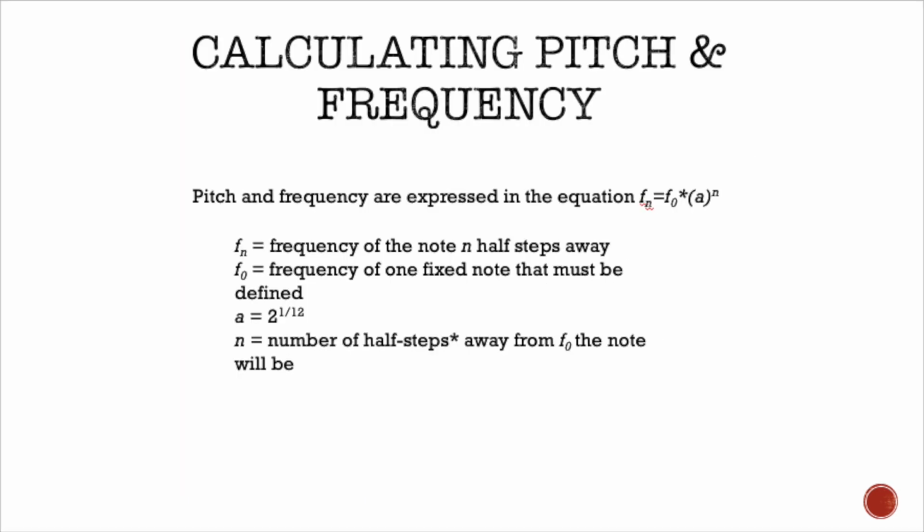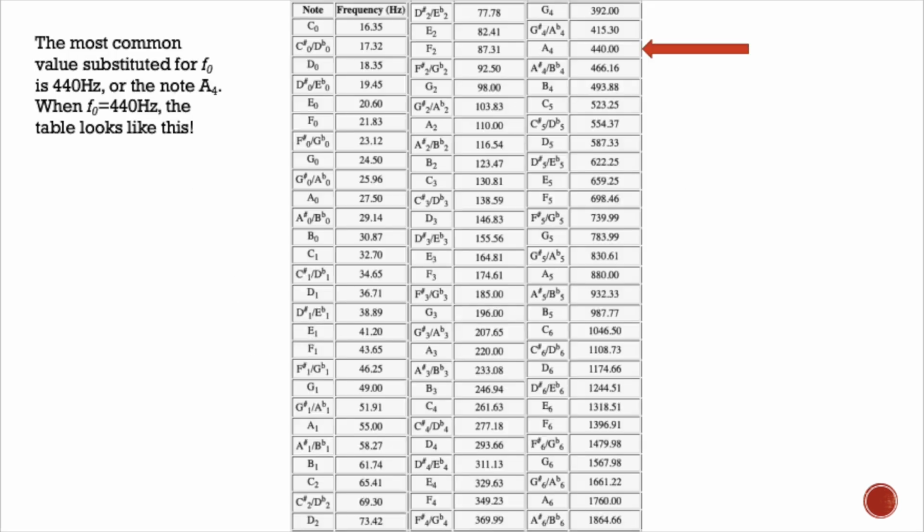So now that we have defined what pitch and frequency are in relation to sound, we can now calculate it without actually hearing a note at all. And this is possible through the equation Fn equals F0 times a to the n, where Fn equals the frequency of the note n half steps away, F0 equals the frequency of one fixed note that must be defined, a equals 2 to the 1/12th power, and n equals the number of half steps away from F0 the note will be.